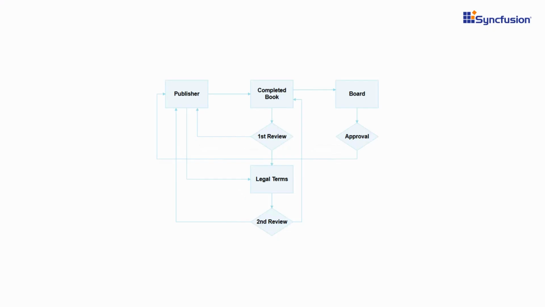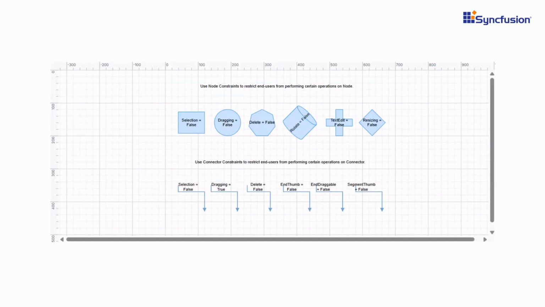Want to control how connectors link to nodes? Add ports, tiny interactive connection points. Place them anywhere. Style their appearance, and let users connect exactly where needed. Need even more control? Use constraints to limit how nodes and connectors behave. For example, locking movement or restricting connections to certain directions.